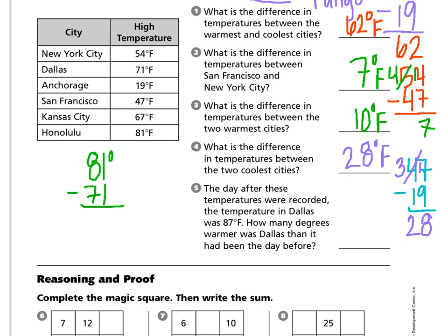The day after these temperatures were recorded, the temperature in Dallas was 87. How many degrees warmer was Dallas than it had been the day before? So I had 71 and 87. 87 goes on top because it's the highest number when I subtract, minus 71. 7 minus 1 is going to be 6. 8 minus 7 is going to be 1. So I know it was 16 degrees Fahrenheit. Make sure that you have your units.